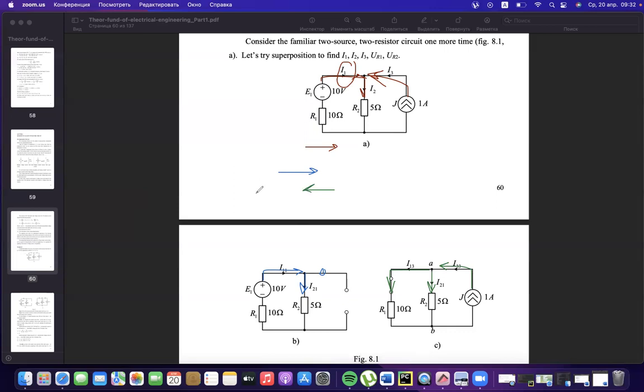Then it means that we have to take current I11, here it is, with plus, but current I13 with minus, because this green direction is opposite to the primary one. It will be current I1. Then the same for the other 2 currents, I2 and I3.